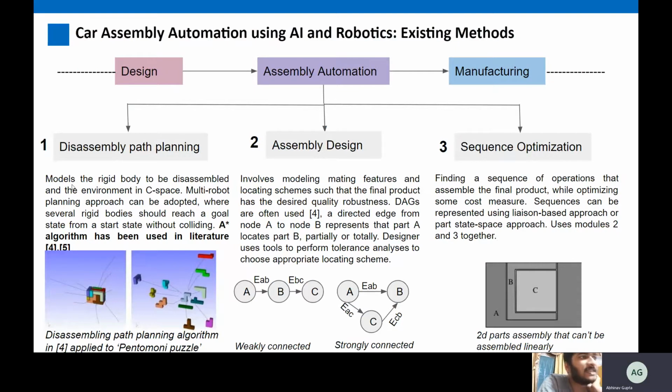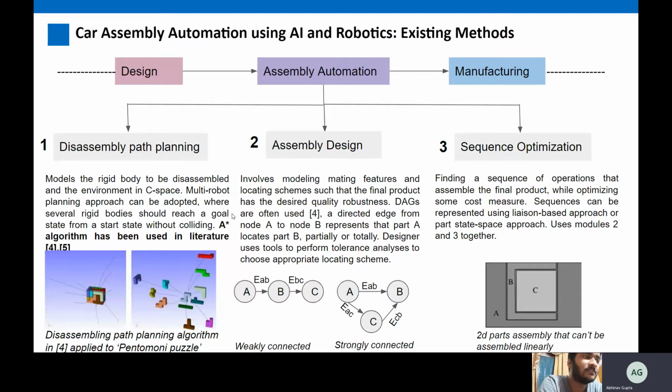In this process, we basically model the rigid body to be disassembled and the environment in configuration space. Multi-robot planning approaches can be adopted where several rigid bodies should reach a goal state from a start space without colliding. So basically, an assembly is an accumulation of a large number of parts, right? Organized in a single manner so that they can build up the entire product, our entire assembly. Now, when we do disassembly path planning, our goal is to find the optimal planning algorithm such that this assembly could be disassembled into individual parts.